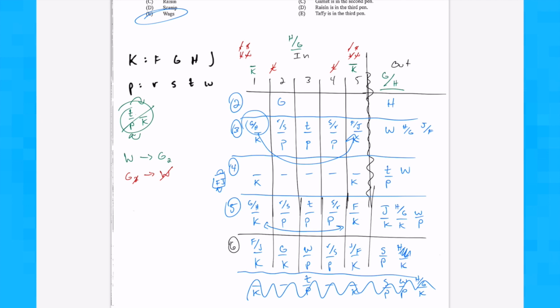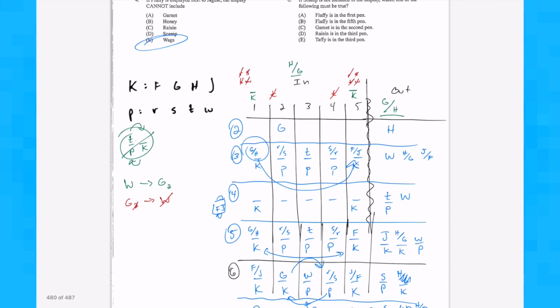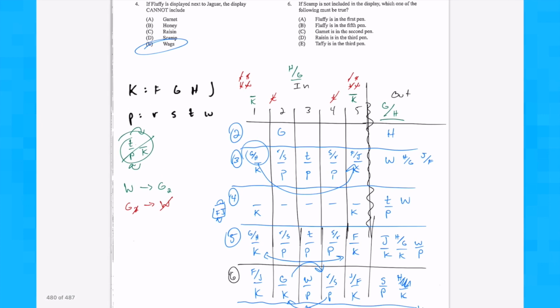Now I want to be careful, because I don't think this must be true in terms of order right now. Could be that I flip around those 2 pens. For sure, 1 and 5 can flip around, although it's already a coin flip. I mean, I guess I can say H has to be on the outside. Fluffy is in the first pen. Fluffy is in the 5th pen. I don't see why either of those is a must be true, because 1st and 5th could always switch.